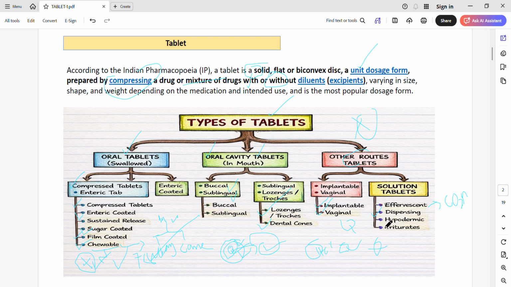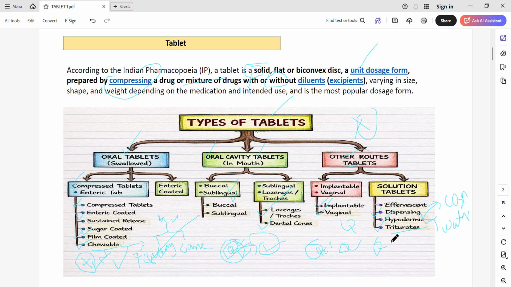Now we discuss dispensing tablets. Dispensing tablets are intended to be added to a volume of water by the pharmacist or the consumer to produce a solution of a given concentration. Now we discuss hypodermic tablets. In hypodermic tablets, one or more drugs are readily soluble in water, and the ingredients are intended to be added to sterile water or water for injection.